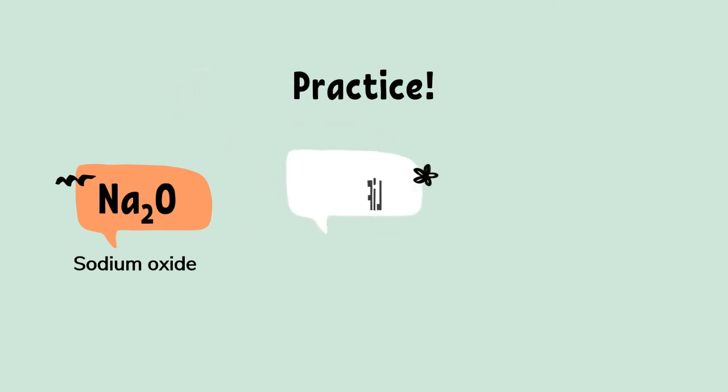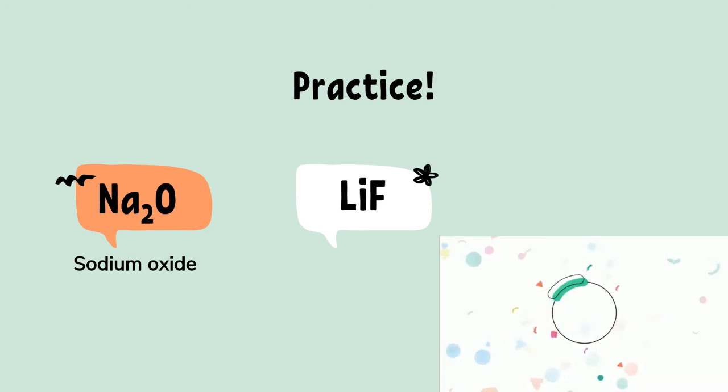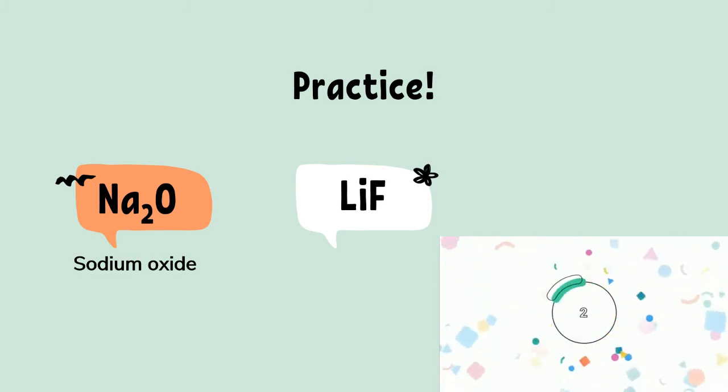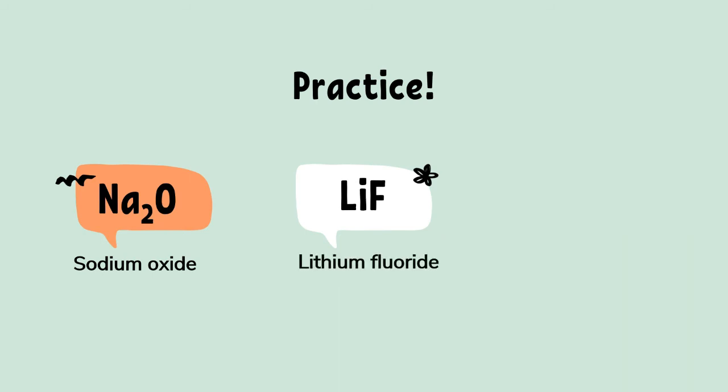Now try to name the second example. What do you think is the name of this compound? Alright, lithium fluoride. Again, we did not make any changes to the first element. We just copy it from the periodic table. And then the second element, which is fluorine, we changed into fluoride because we added the suffix IDE at the end of the word. So instead of fluorine, we change it into fluoride. It becomes lithium fluoride for this compound. Next example.